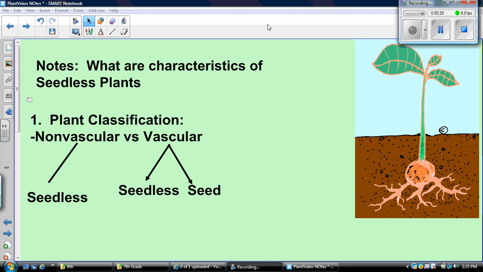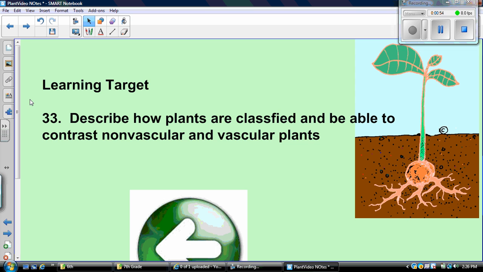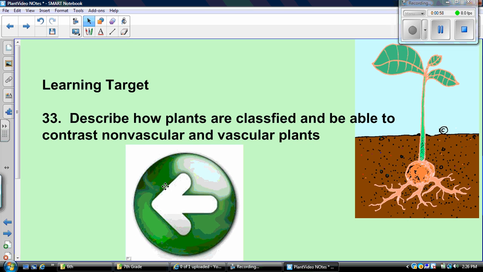All right, so the first thing we're going to learn about are the different types of plants. We're going to be looking at plants that have seeds and plants that do not have seeds, called seedless plants. Also, plants that have vascular tissue and plants that don't, which is called non-vascular. We'll look at seedless plants first. You should be able to describe how plants are classified and contrast non-vascular and vascular plants.